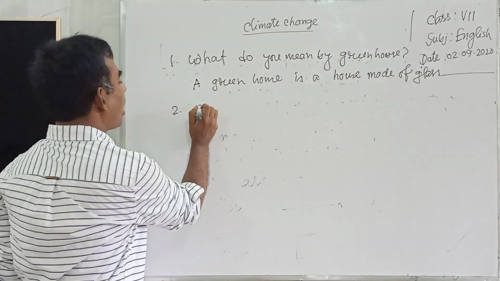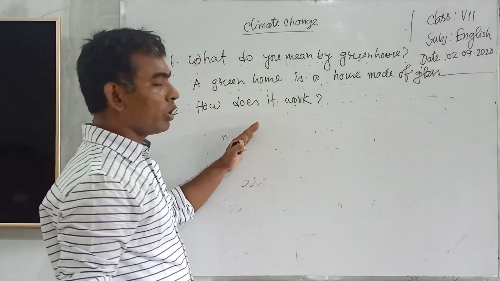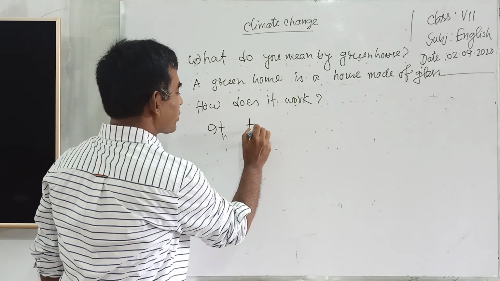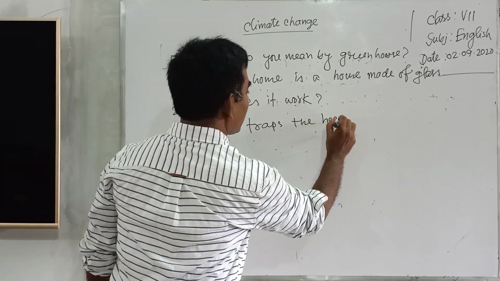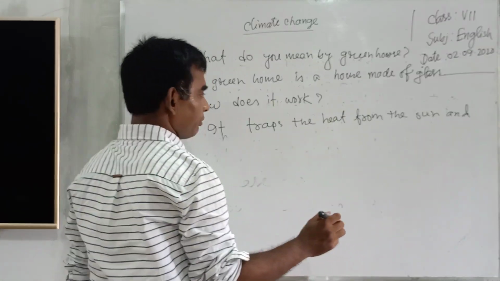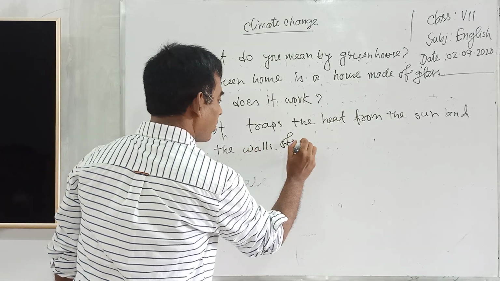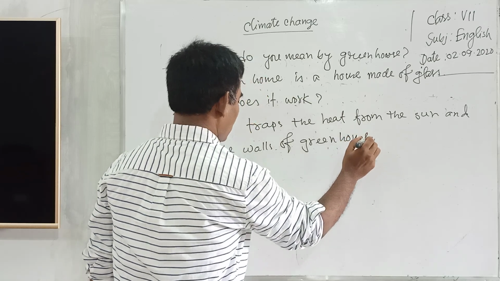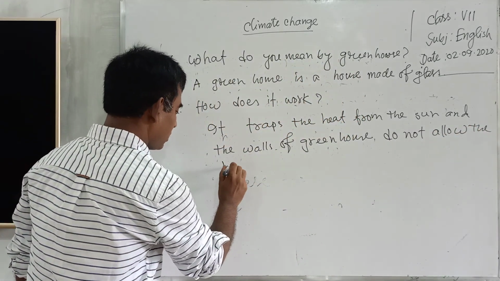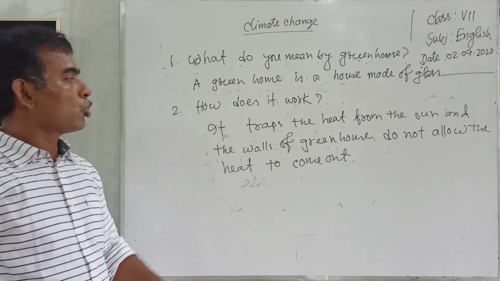Next question: how does it work? It traps the heat from the sun, and the walls of the greenhouse don't allow the heat to come out. In this way the greenhouse works.